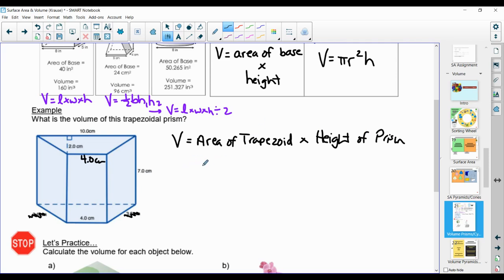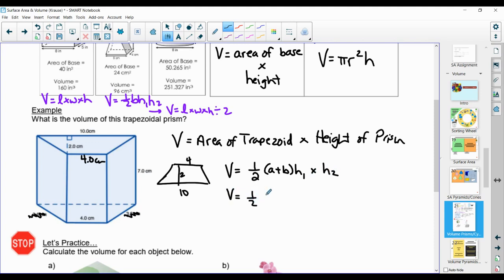So we're going to start with our trapezoid. I'm just going to redraw it here. We have our height of 2, and then we've got 4 and 10. So the volume is going to be the area of the trapezoid. Now, the area of a trapezoid is 1/2 times (a plus b) times the height of the trapezoid. So I'm going to call that height 1, times the height of the prism. I'm going to call that height 2.